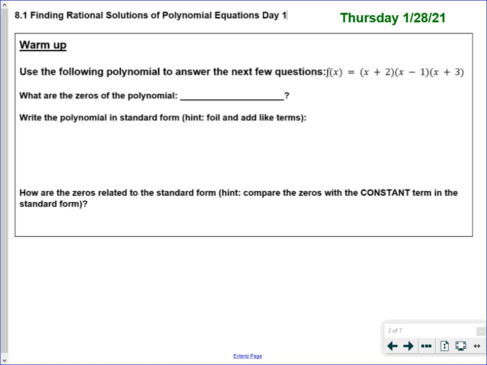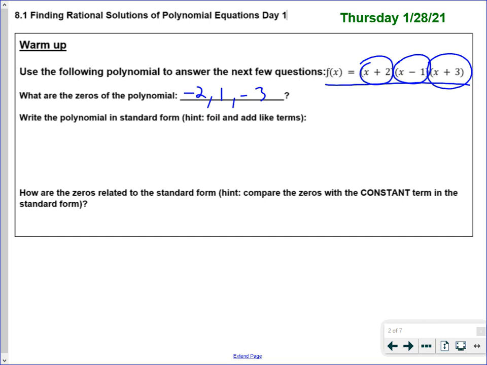So what are the zeros of the polynomial? Remember, the zeros of a polynomial is what turns the whole polynomial into 0. Or in other words, it's your x-intercepts, your solutions, your roots. And in this problem, our zeros will be -2, since that turns x plus 2 into a 0. 1, it turns the next factor into a 0. And -3, it turns the last factor into a 0. So those are our zeros of the polynomial.